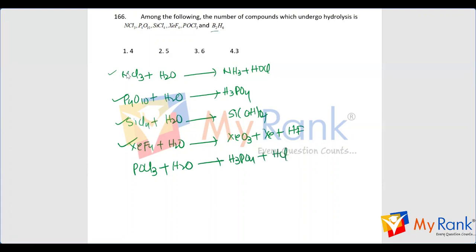And the diborane B2H6, this is an important reaction. When B2H6 is subjected to hydrolysis, boric acid H3BO3 is formed. So all the 6 compounds, 1, 2, 3, 4, 5, 6, all the 6 compounds undergo hydrolysis. Therefore, your answer is 6. Important one. Their hydrolysis products are also very, very important.